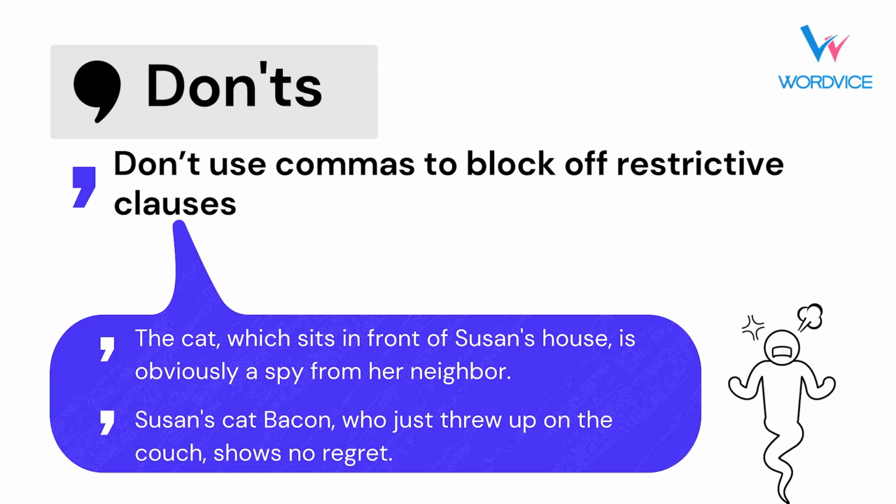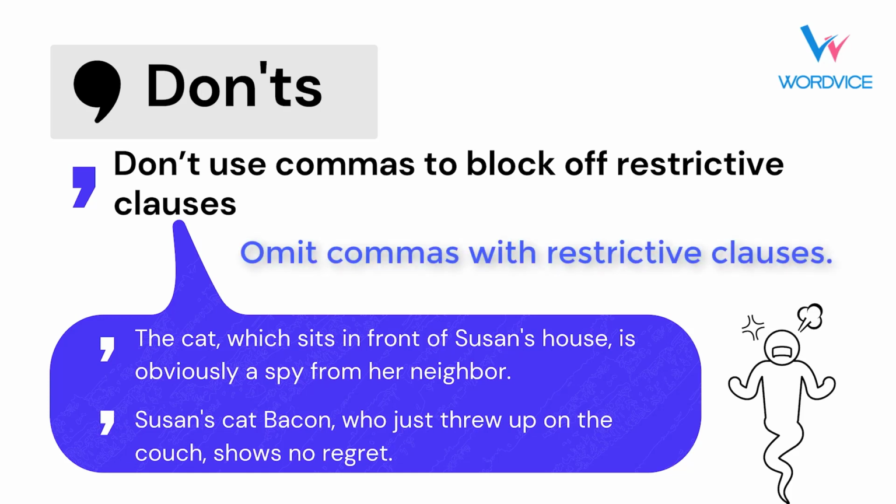You should also avoid using commas to block off restrictive clauses. In these examples, the essential information is blocked off by commas, telling the reader that this information is not critical. Remember, when including a restrictive clause, omit the commas.